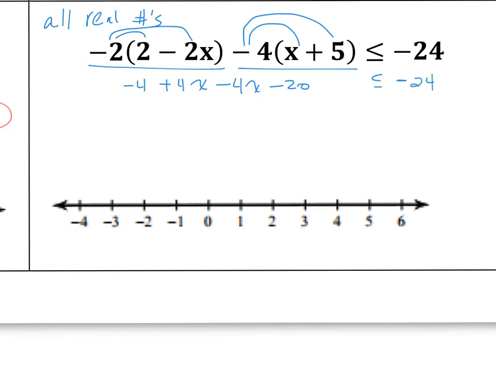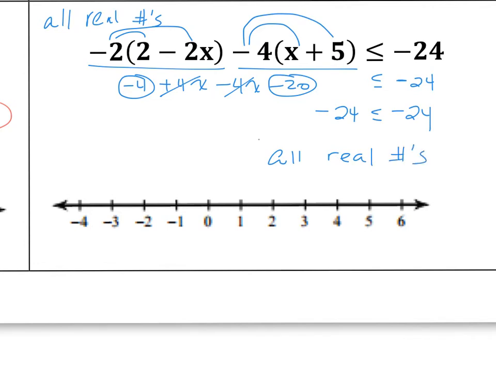Okay, so I can cancel out positive 4x and negative 4x. Negative 4 minus 20 is negative 24. So in this case, the solution is all real numbers. And to graph this, you can just shade everything on a number line, or don't graph, it's okay.